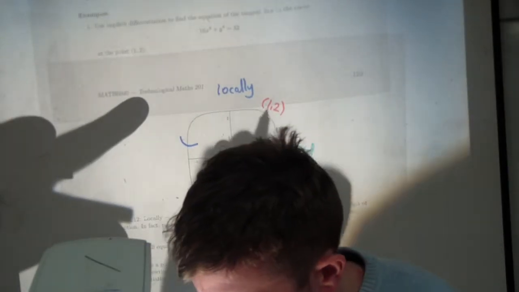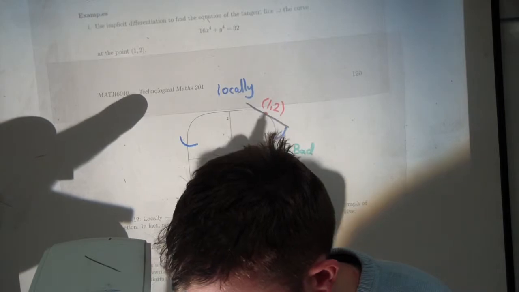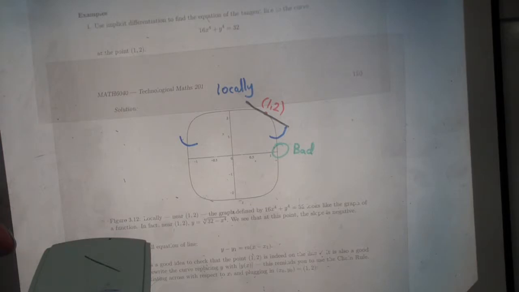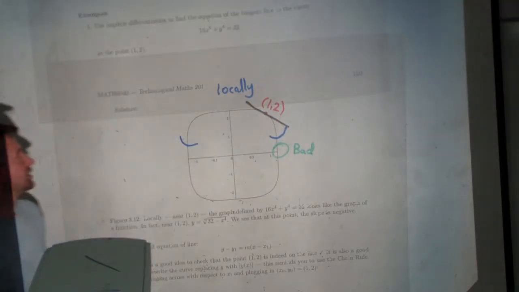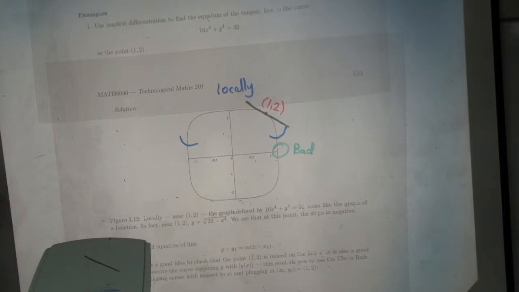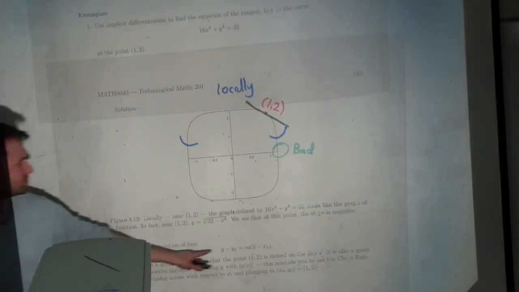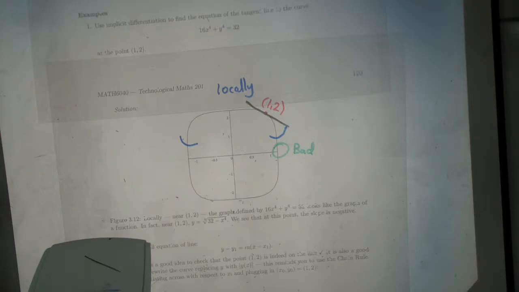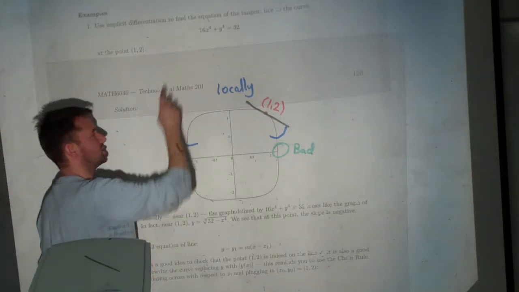So if we were to draw our tangent, it's going down. It's a line. We're trying to get the equation of this line. So we use y minus y1 equals m times x minus x1. We've got x1 and y1, yeah? We have a point, 1 and 2. How do we get the slope of a tangent? We need to find m. How do we find m? Differentiate. So we need to find dy/dx.